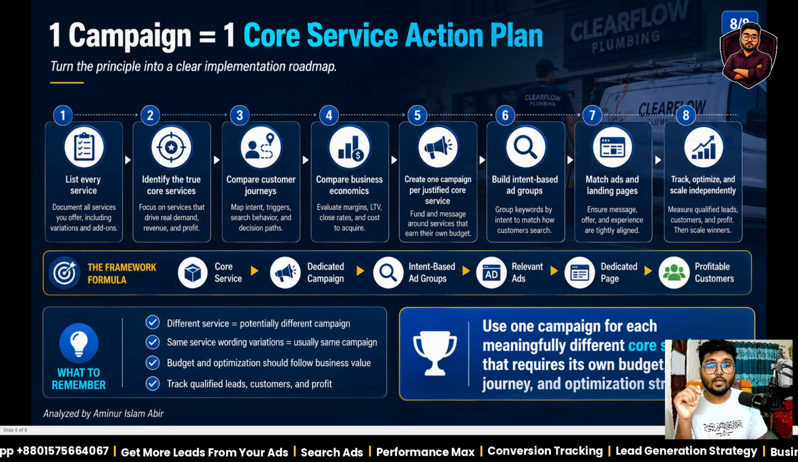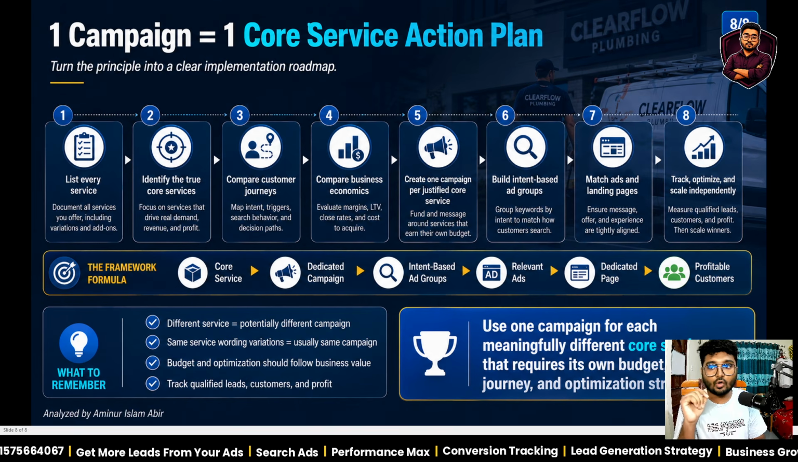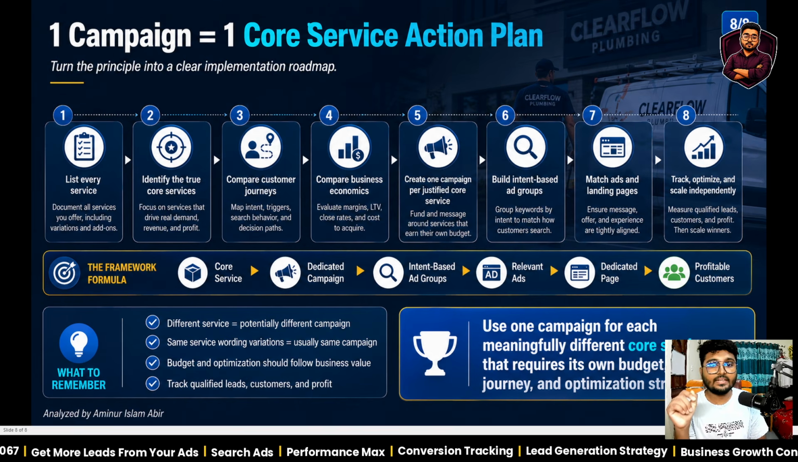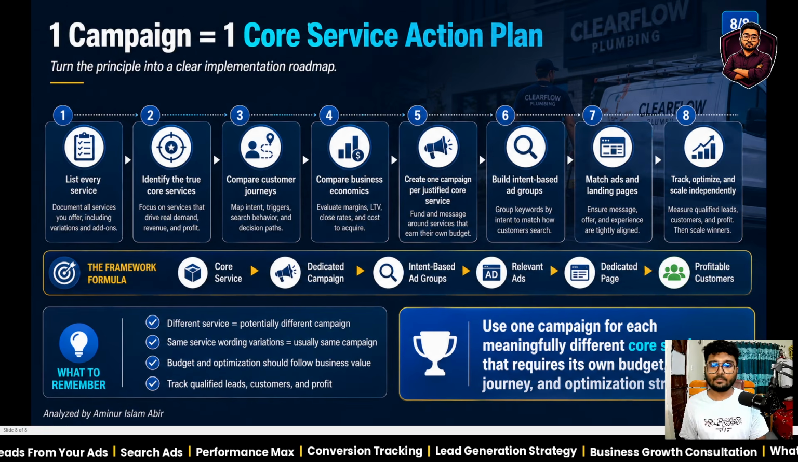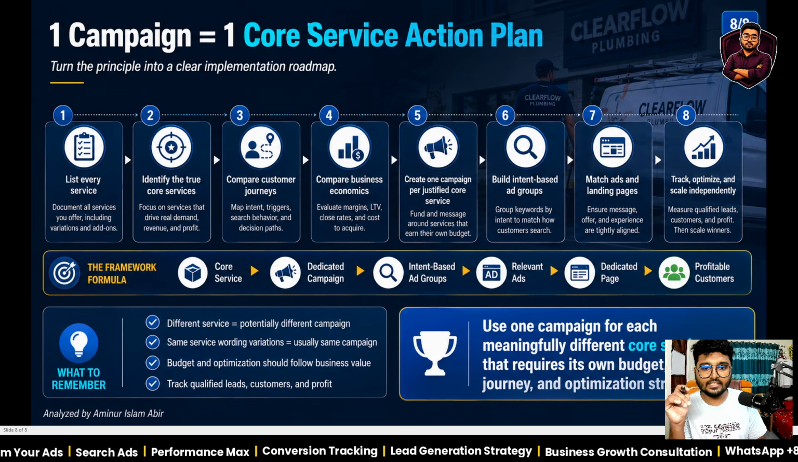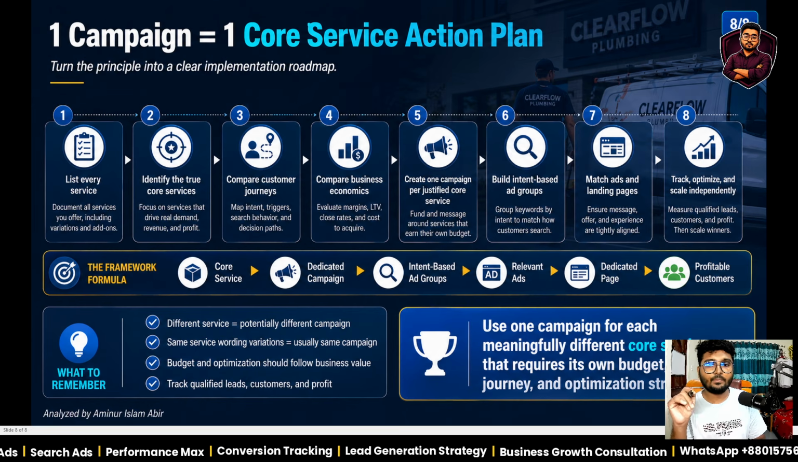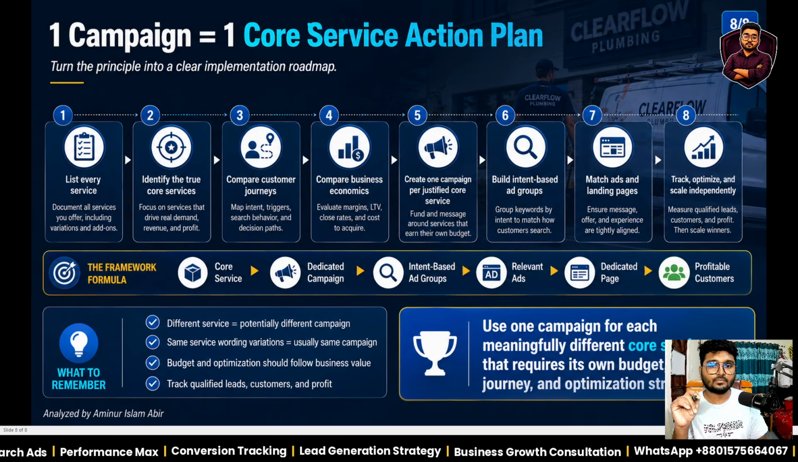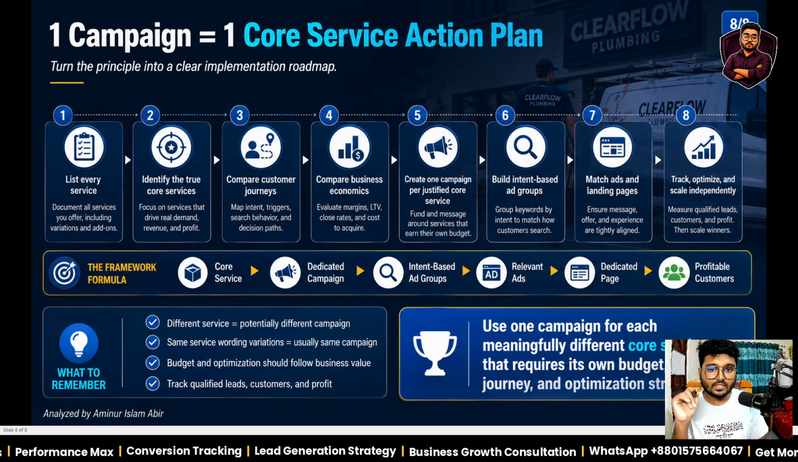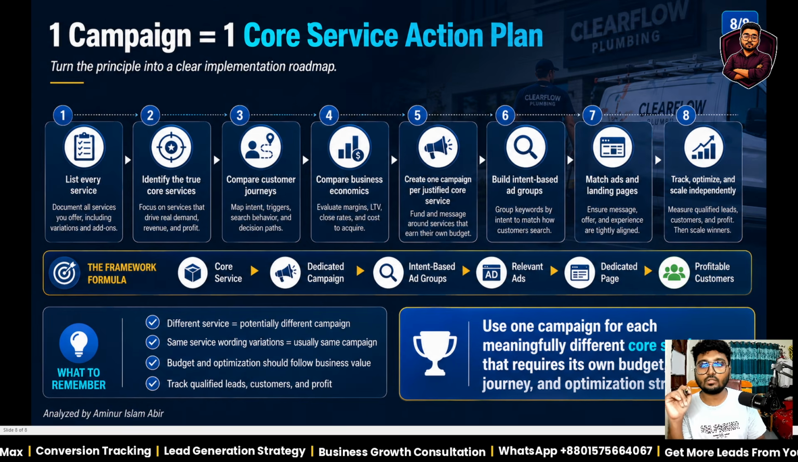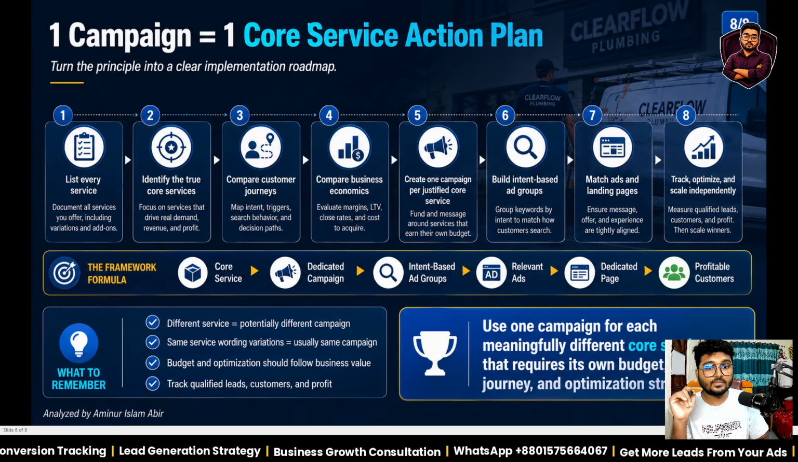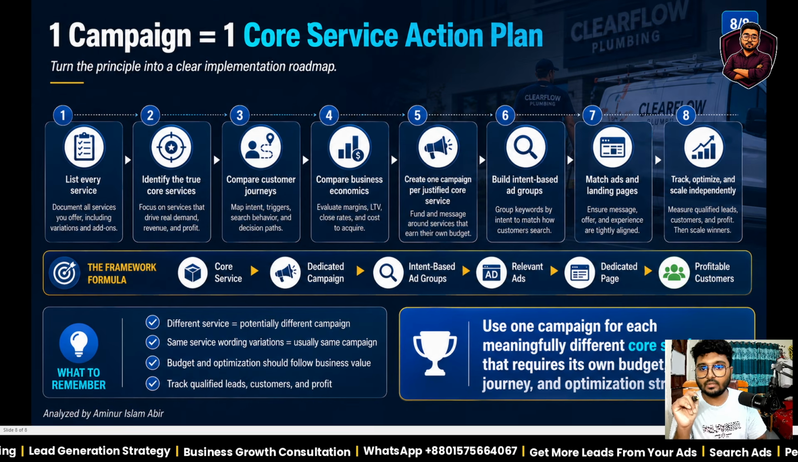Step 8, verify tracking. Track calls, forms, qualified leads, customer revenue, and customer value by service. Step 9, optimize iteratively. Review each campaign using search term quality, cost per lead, closing rate, and profitability. Step 10, scale based on business value. Increase budget on profitable services without increasing spend on weaker services.